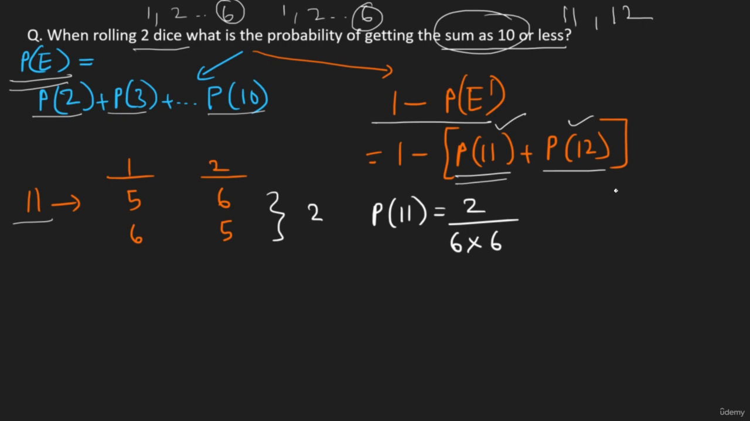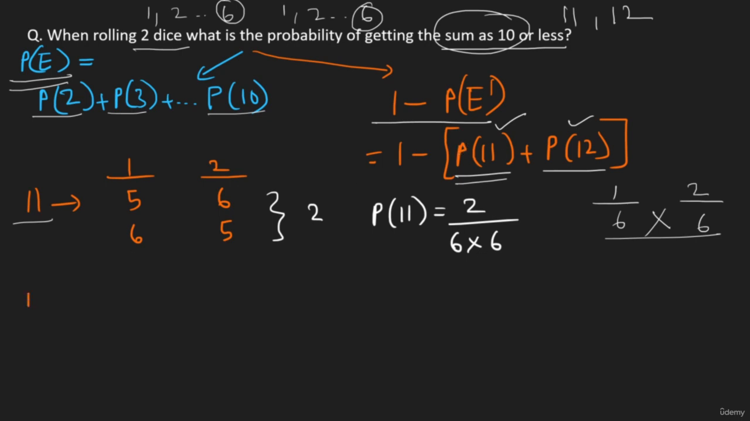Because in the first die I can get 6 outcomes, in the second die I can get 6 outcomes. That's 1, 2, 3, 4, 5, 6, right? Therefore in the first die and the second die I can get 6 into 6 outcomes. So in 2 out of 36 outcomes the sum will be 11.